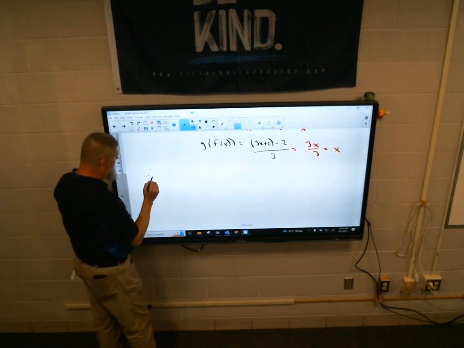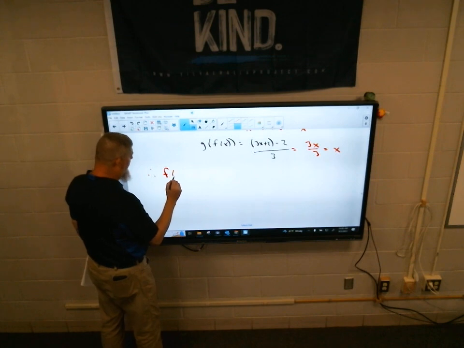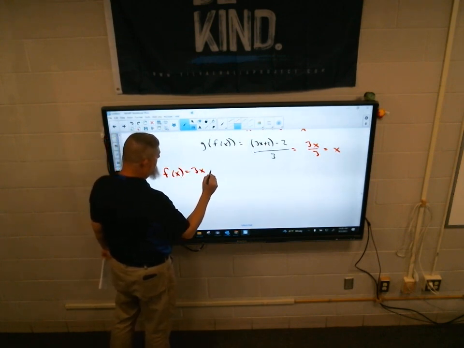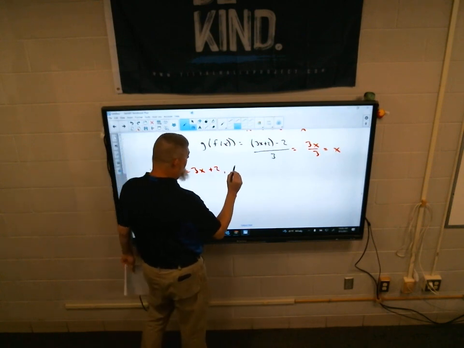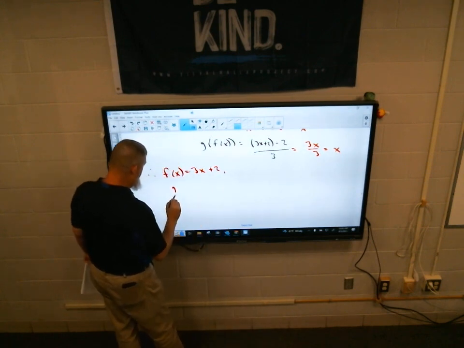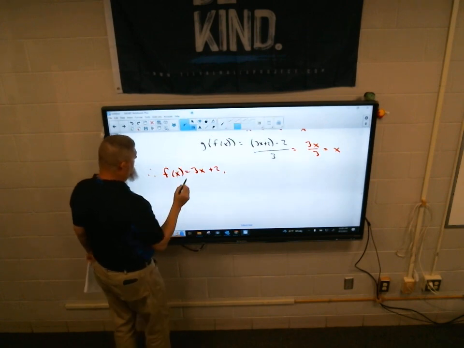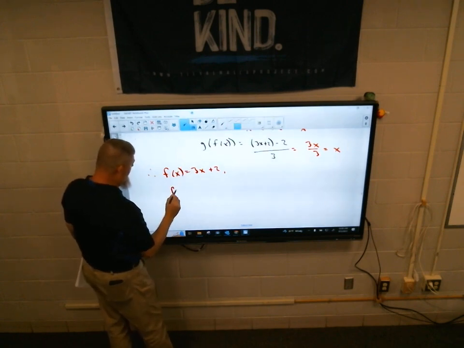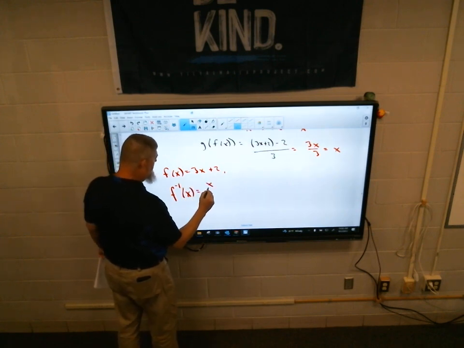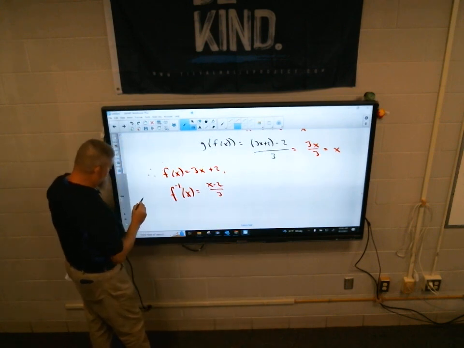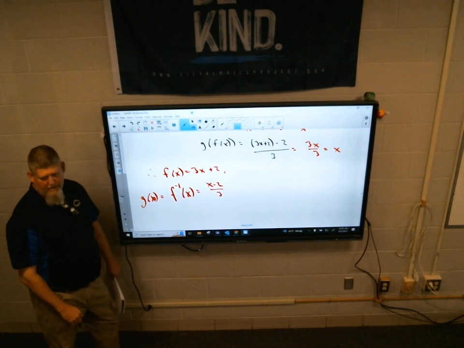Therefore, I can say that f of x equals 3x plus 2, and the inverse, f to the negative first of x, is going to equal x minus 2 over 3. g of x equals its inverse.